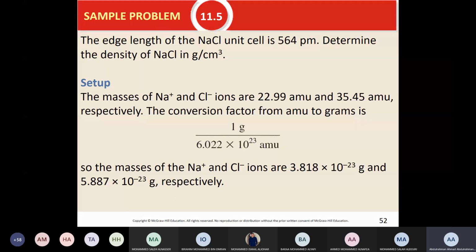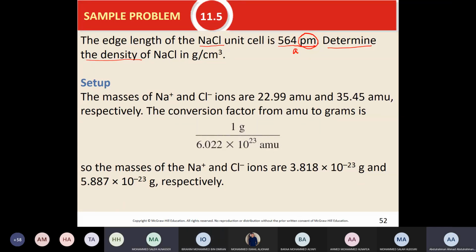Let's solve this problem quickly. The edge length of NaCl is 564 pm. Determine the density. What is given to you here? What's this 564? It's a. What's the unit? Picometer. How can you change it to centimeter? I want it in centimeter.